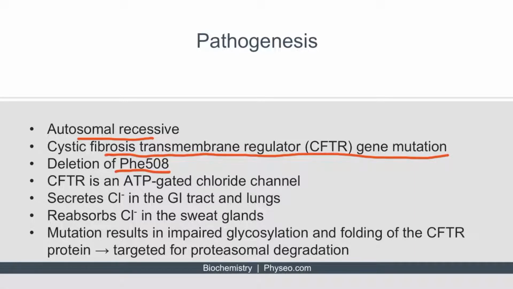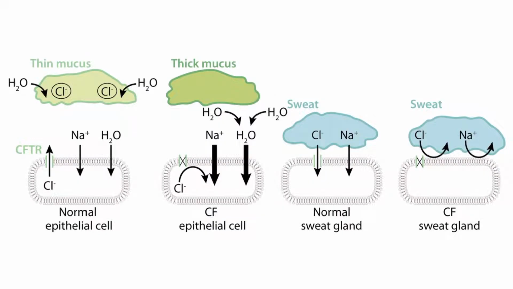CFTR is an ATP-gated chloride channel that normally secretes chloride in the GI tract and lungs and reabsorbs chloride in the sweat glands. Let's pull up an image so you can see what I'm talking about. This is a figure of the CFTR channel in both healthy individuals and individuals with cystic fibrosis. This can be found in Section 8 of Genetics. So the epithelial cells in the lungs and the GI tract are represented by the epithelial cells on the left side of the image right here.